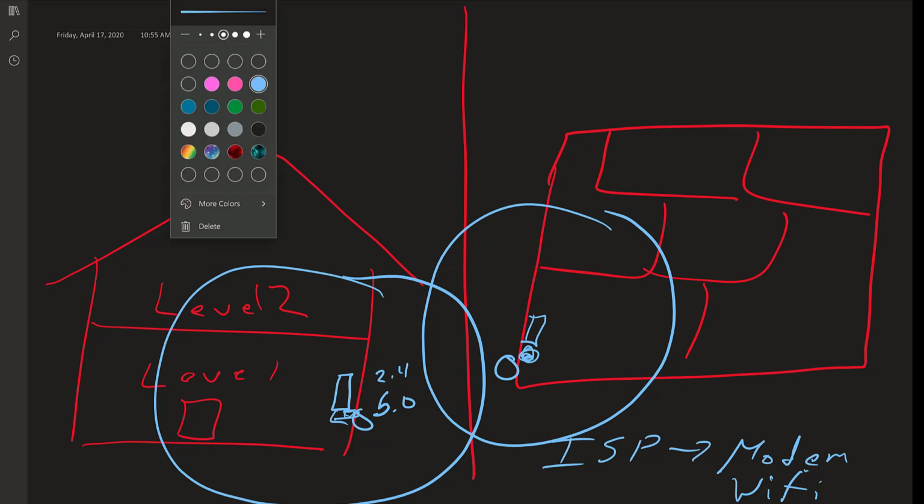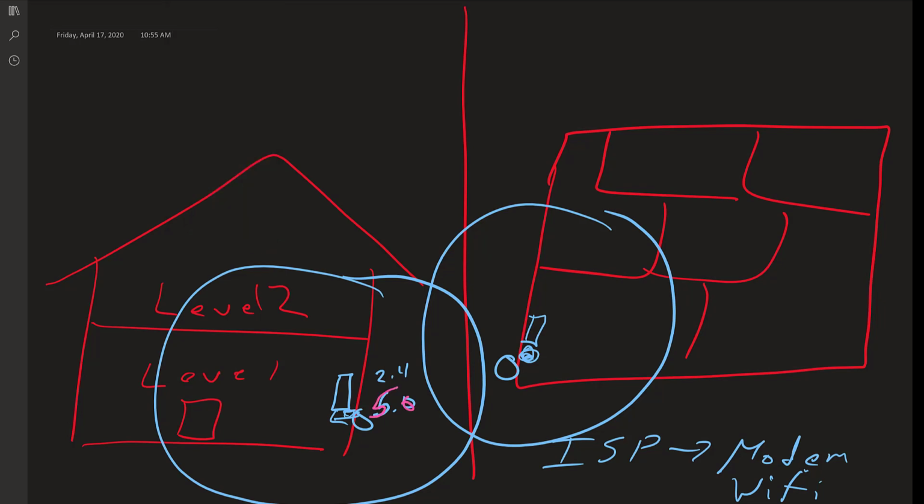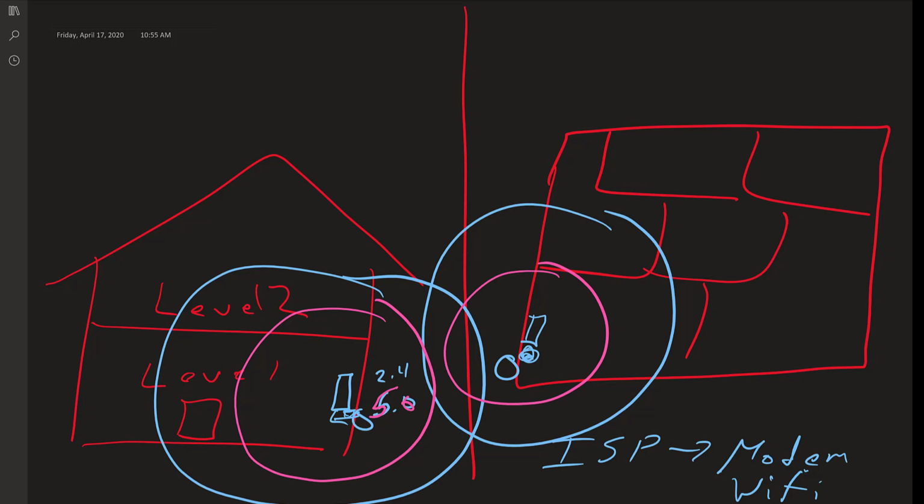Now, if we then switch to a 5 gigahertz network, we'll do 5 in pink, it's going to have a faster speed, but it's not going to extend as far. So the challenge becomes, how do I get internet coverage to cover my entire house? What a lot of people do is, if it's just a modem, they're going to get an additional Wi-Fi router, okay? And you can pick these up from anywhere, Best Buy, Costco, etc.